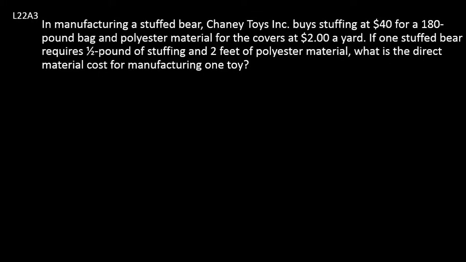In manufacturing a stuffed bear, Cheney Toys buys stuffing at $40 for a 180-pound bag and polyester material for the covers at $2 a yard. If one stuffed bear requires half a pound of stuffing and 2 feet of polyester material, what is the direct material cost for manufacturing one toy?